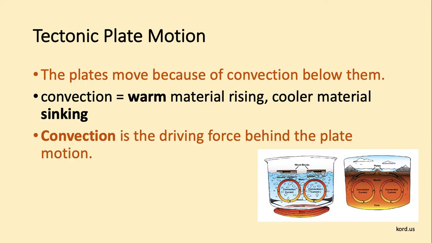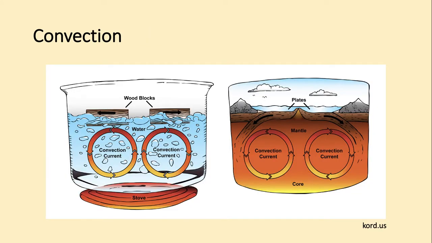The plates move because of convection below them. Remember, convection is warm material rising and cooler material sinking. Convection is the driving force behind the plate motion. And convection happens anytime you have fluids of different temperatures or different densities. On a pot on your stove that's boiling, the warmest water is rising from the bottom and relatively cooler water is sinking, creating this circular motion that also happens inside the Earth's mantle.